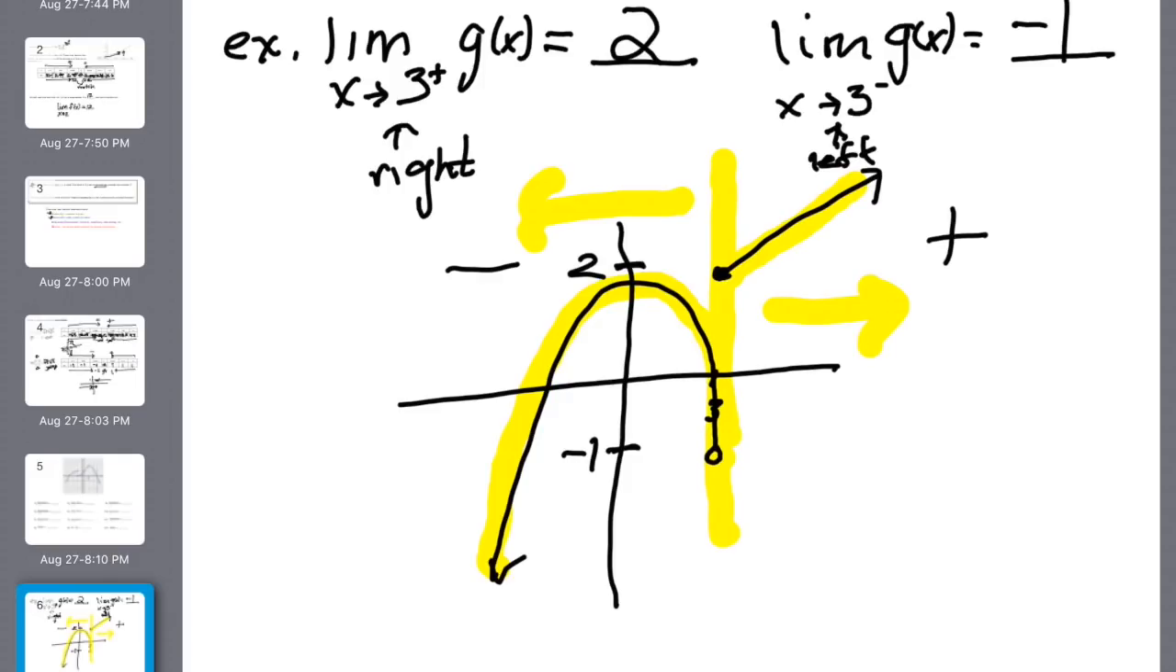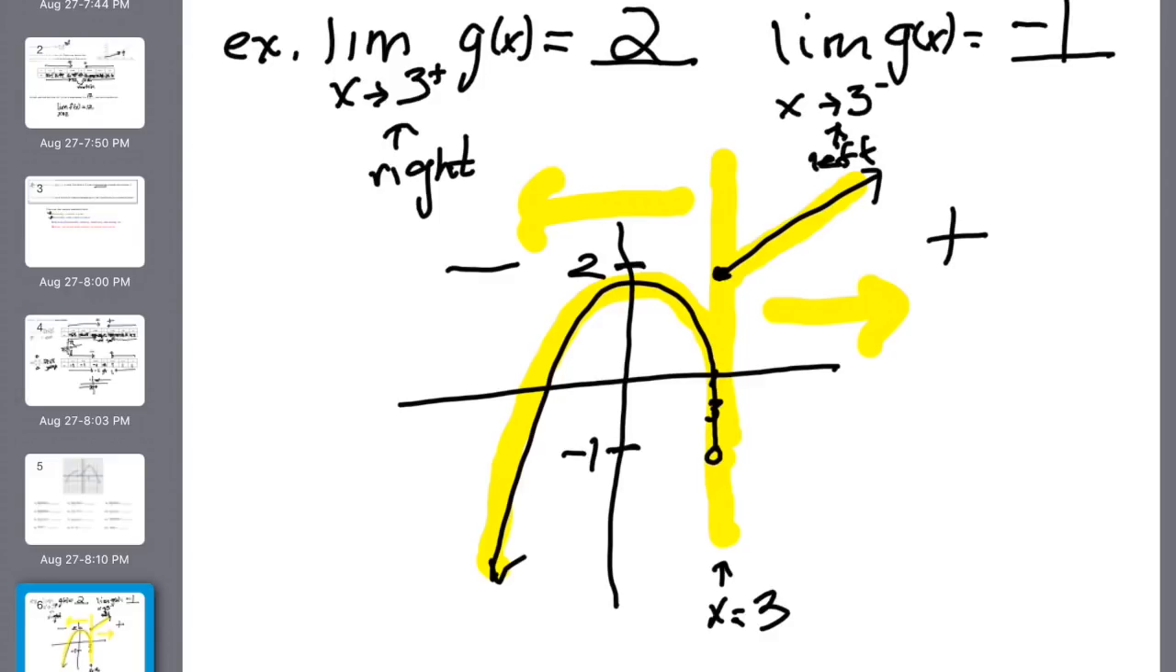So that sign that's behind the 3 represents which side of 3, x equals 3, I am approaching. And if I think about that vertical line, that's our x equals 3 line. So this right here is our x equals 3 line. If we were to graph it, that's what it would look like.